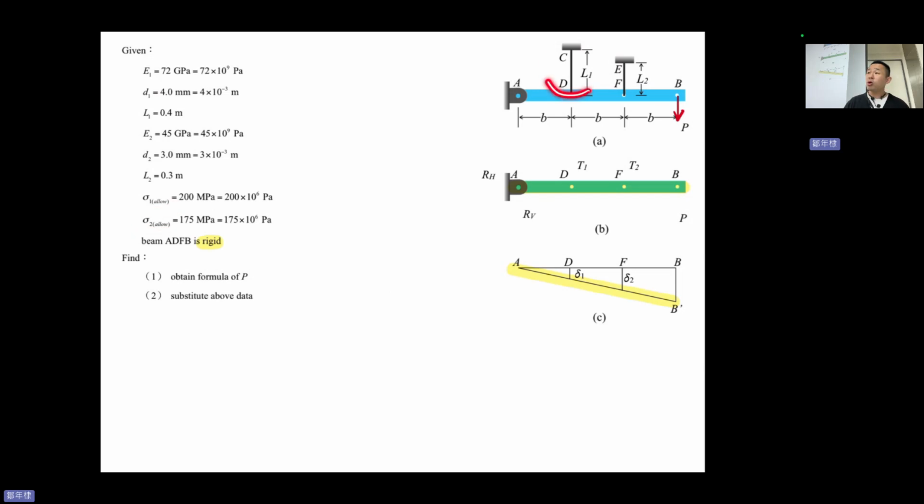The material 1 has sigma 1 allowable, which means the material cannot exceed 200 megapascals, and sigma 2 cannot exceed 175 megapascals. So obtain the formula of P, substituting both data. Just calculate the formula of P by using symbols like X or Y or L1, L2. And this is B.